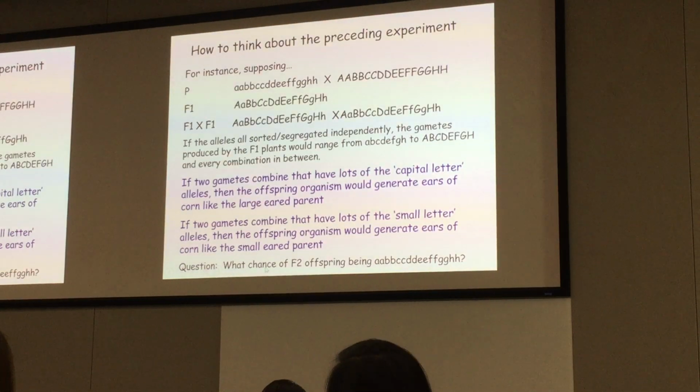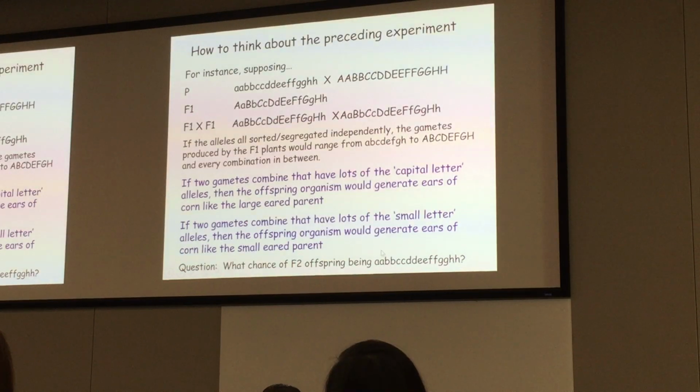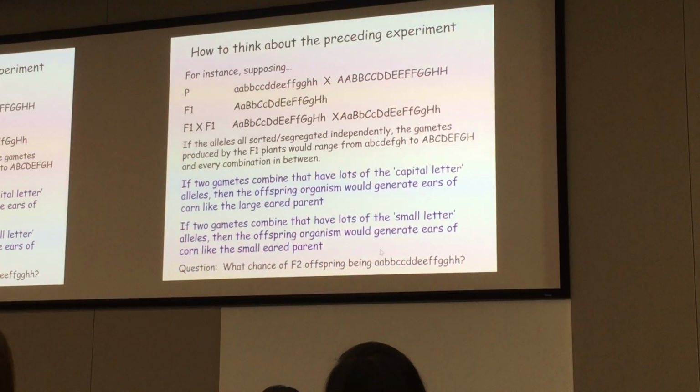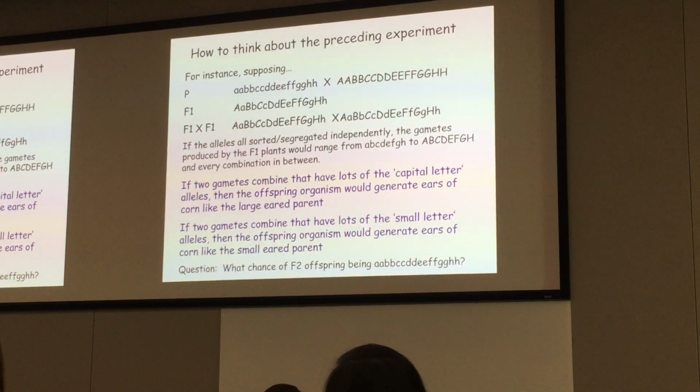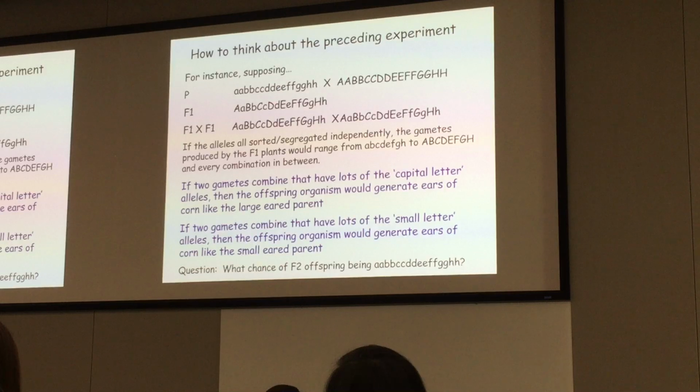What's the chance? Okay, so here's a question. What's the chance the F2 offspring would be this, which would be way, way, way over on one side of the curve, the same as the original parent? Okay, so this is the kind of question that you might consider. So the chance an offspring would be small a would be the chance the gamete from this plant was small a, which would be half a chance, and the chance that that gamete fertilized a gamete from the other parent that also was small a, so that's half a chance, right?